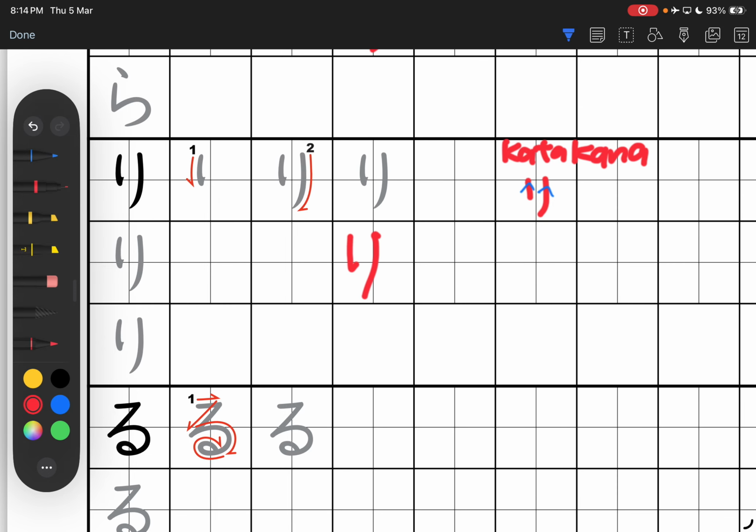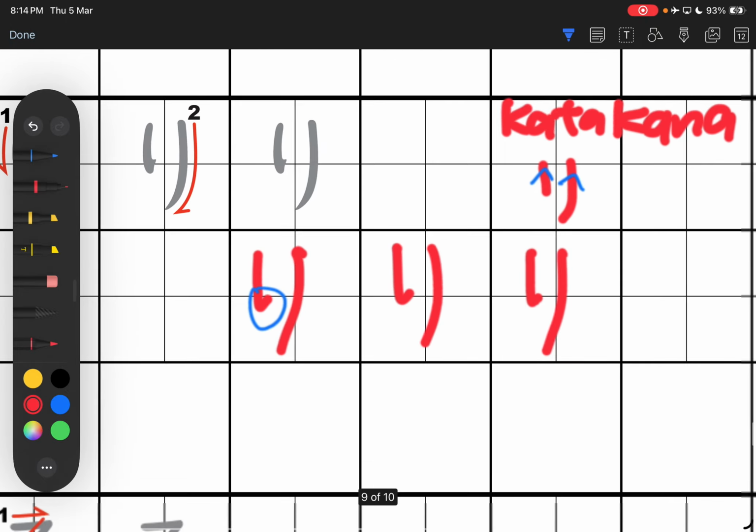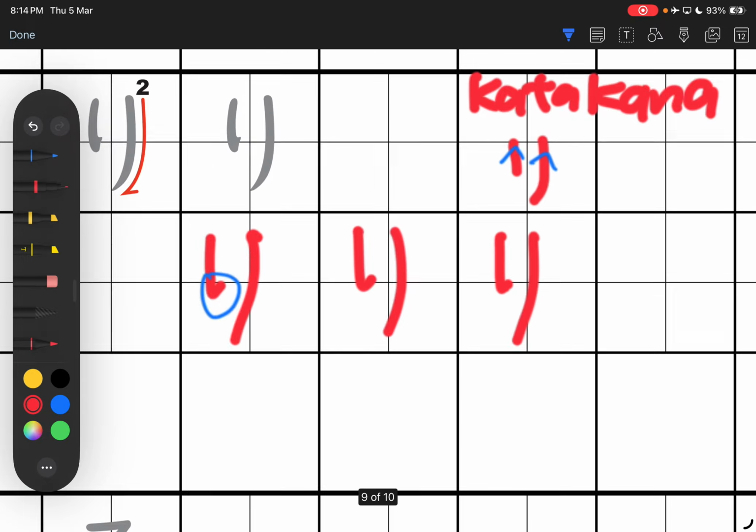This is when I will have my hook. I will have a hook here because I don't want it to look exactly the same as my katakana. I want to have a bit of differentiation. So I will have my small hook at the bottom, to avoid looking like my katakana.